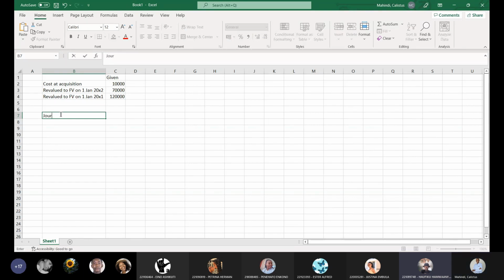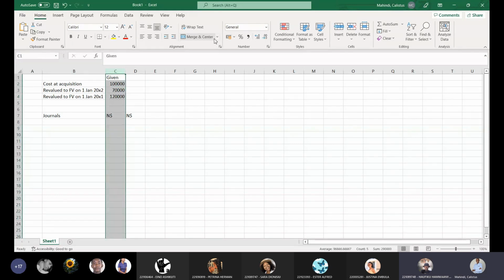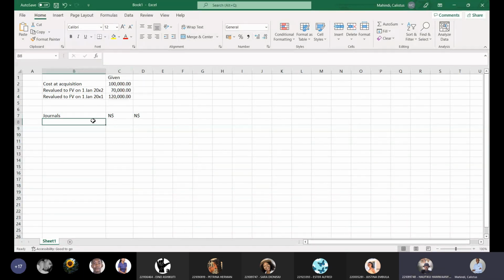Can you help me with the journals for 20x1? If you had to account for the journals on 20x1, what would we have done? How would you account for the revaluation? Anyone?